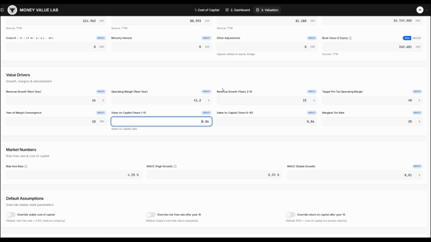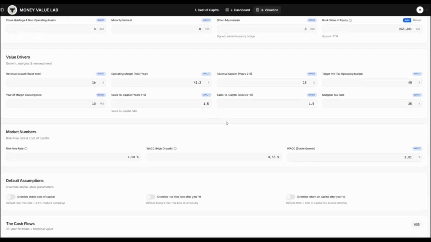Here we have sales to capital. The higher the sales to capital, the more capital efficient the business is. The lower the sales to capital, the less capital efficient the business is. So if you put 1.5 here, it means that for every $1.50 in revenue Meta gets, it needs to invest $1. And I'm going to put 1.5 here as well for years 1 to 5 and 6 to 10. Now you're probably wondering, what is the right number?